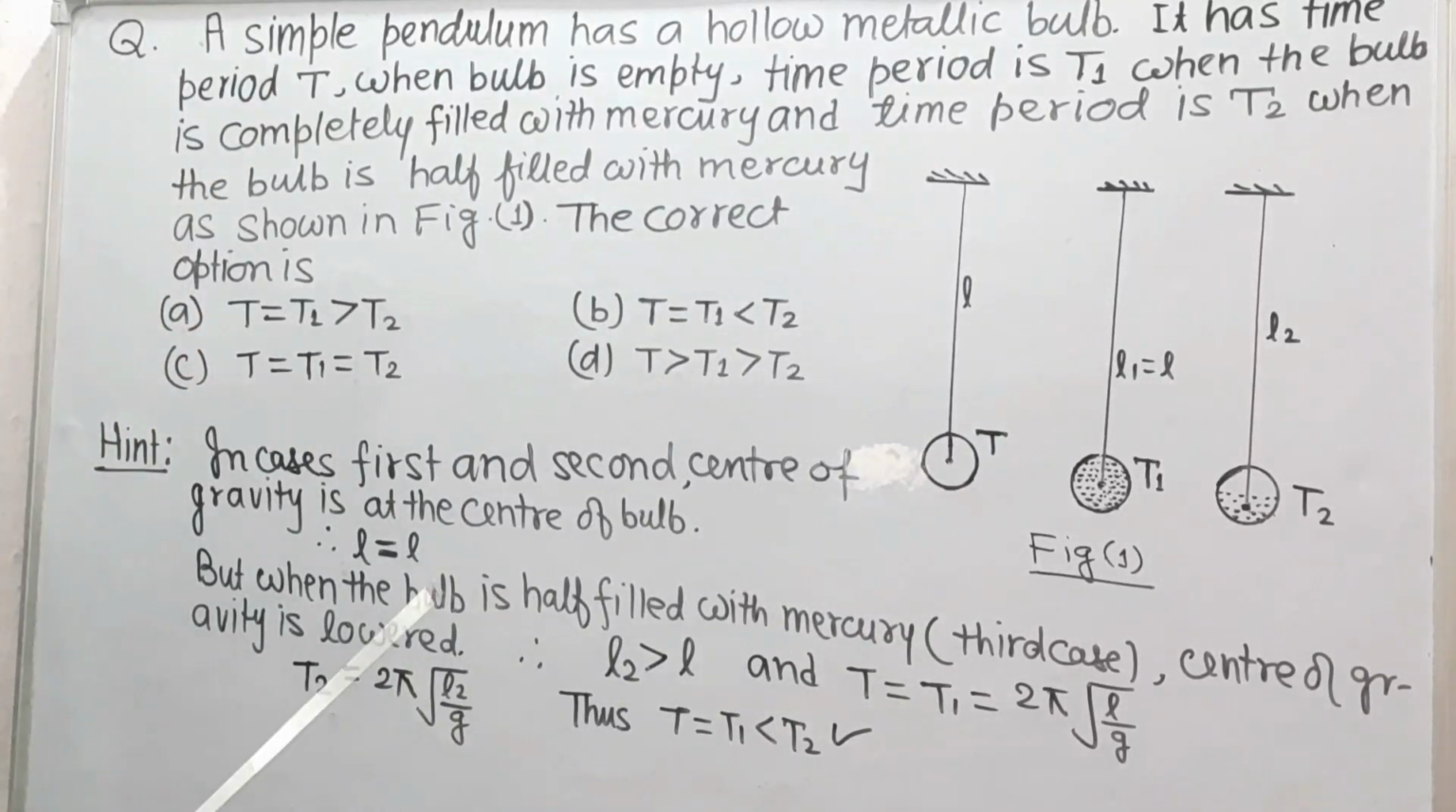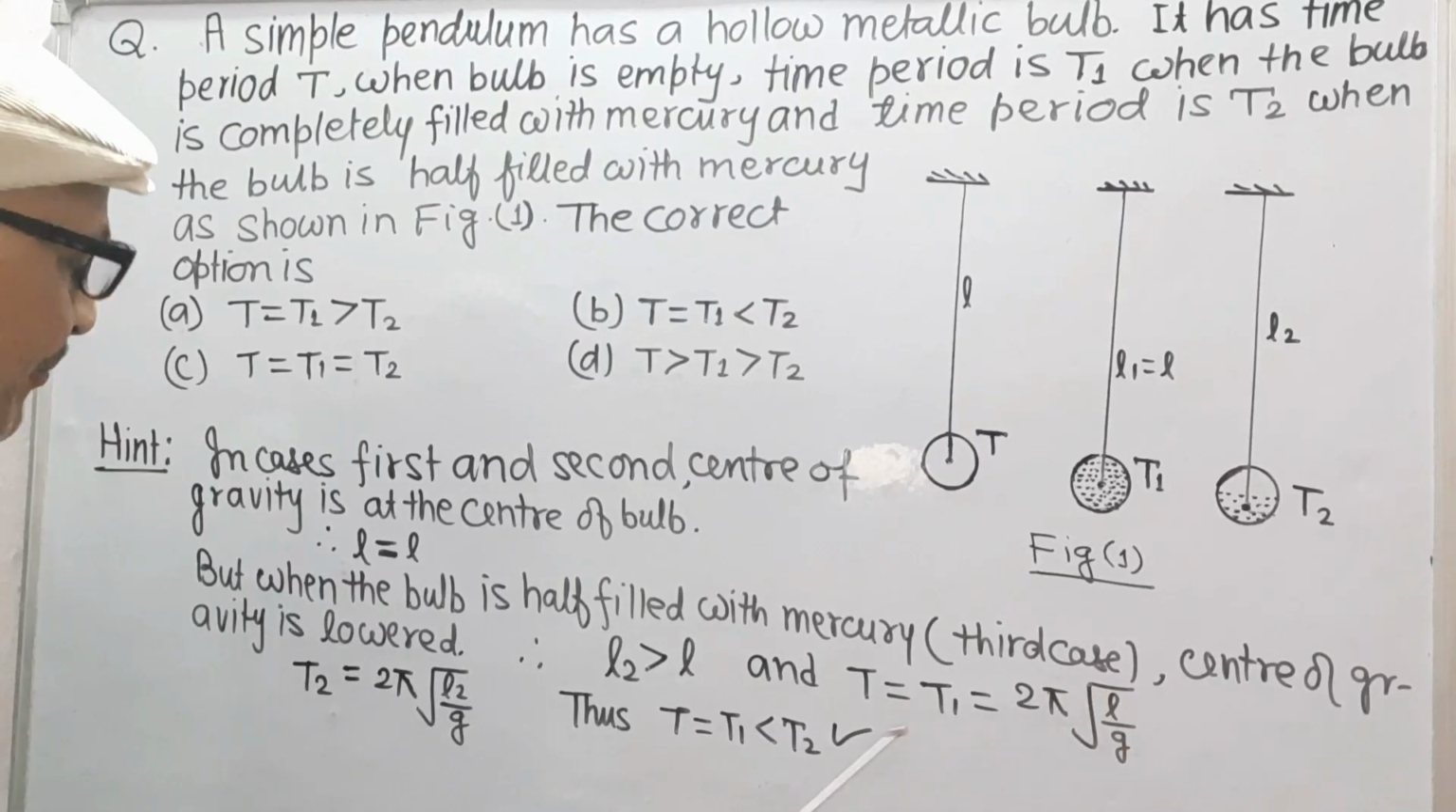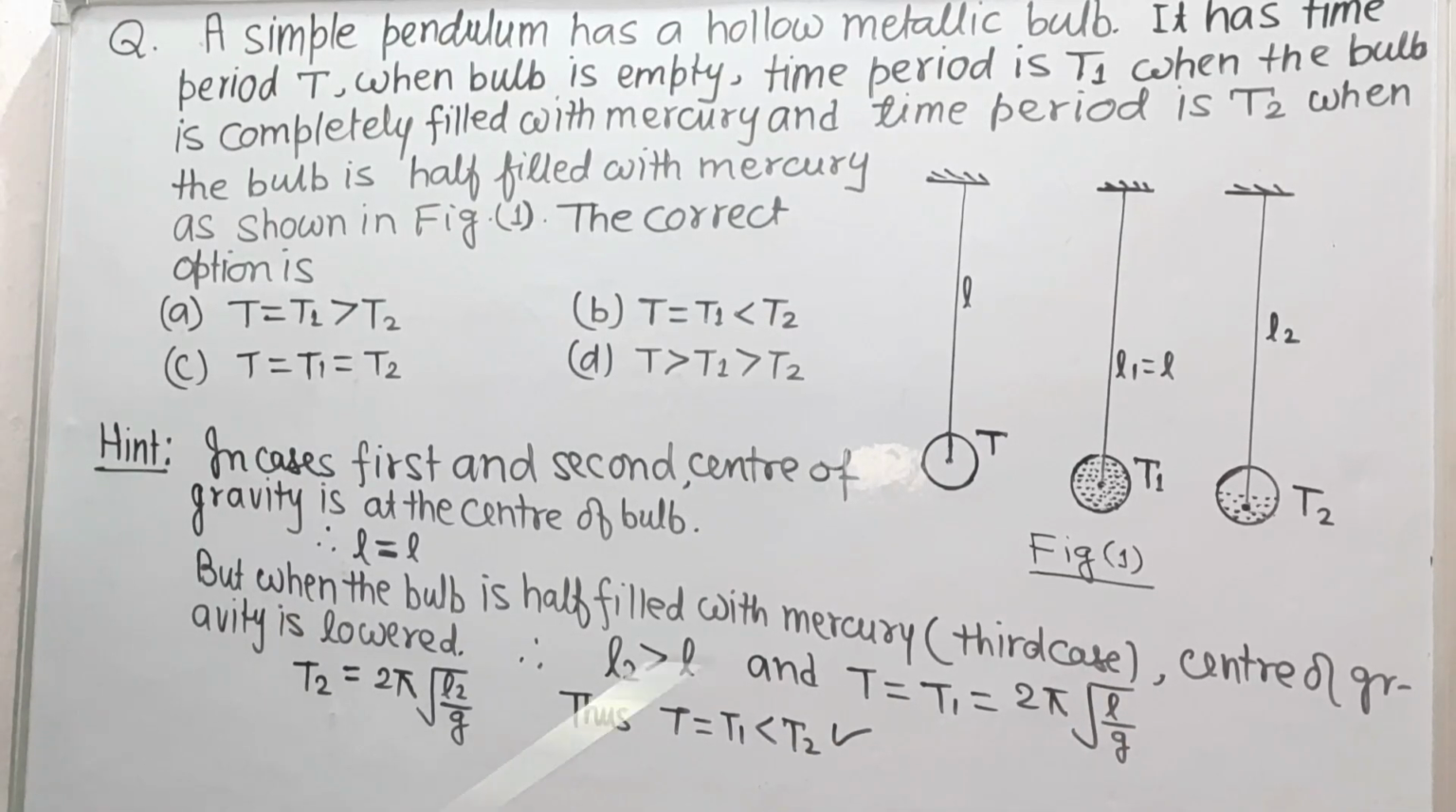So, in cases 1 and 2, time period will be equal, T is equal to T1 is equal to 2π under root L by g. Whereas in third case, time period will be T2 is equal to 2π under root L2 upon g. Thus, T2 will be greater than T1 and T. Thus, the correct option will be T is equal to T1, which is less than T2. So, the correct option is B.